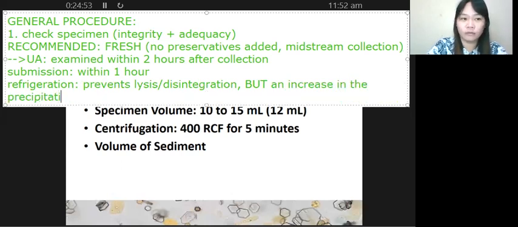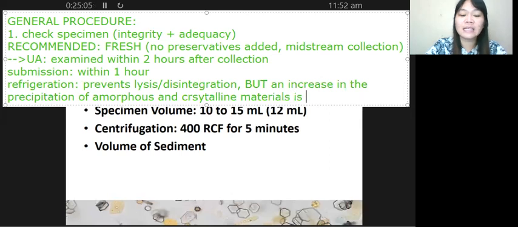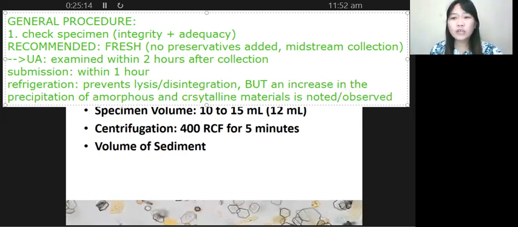precipitation. Okay? Precipitation of amorphous and crystalline materials, okay, is noted or observed. Okay? So yan. Refrigeration, yes, oo naman. Accepted yan. Yes, tanggapin natin. It prevents lysis or disintegration of your cells and of the other sediments. But, okay, there will be an increase in the precipitation of amorphous and crystalline materials.